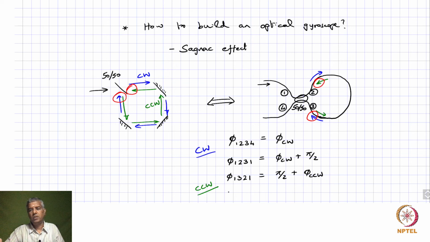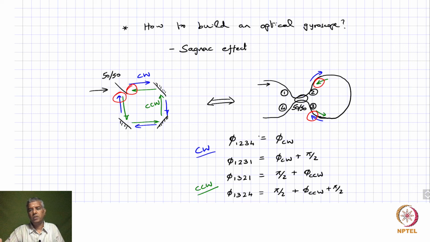And then finally let's look at this other possibility where you're going from 1 to 3, and then you're going around in the counterclockwise direction, going to 2, and then you're going to 4. You're ending up at 4. In this case, you have pi by 2 plus phi CCW, and then going from 2 to 4, you're once again crossing. So you have a pi by 2 phase shift.